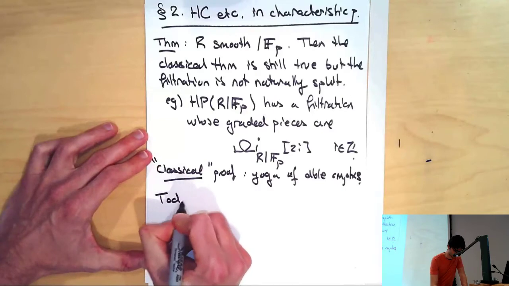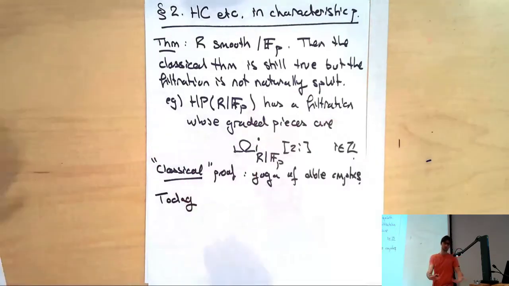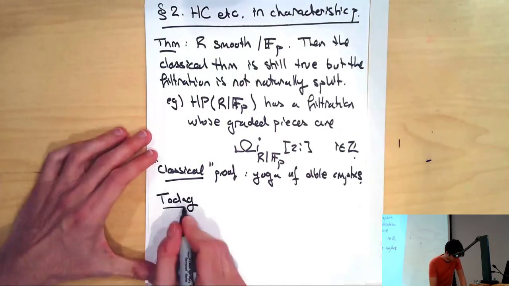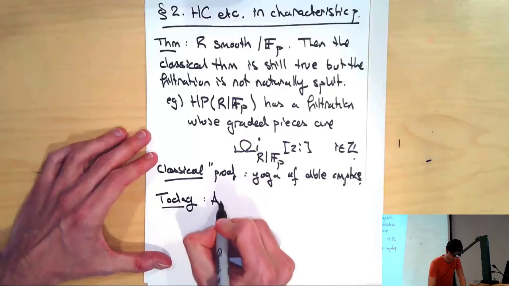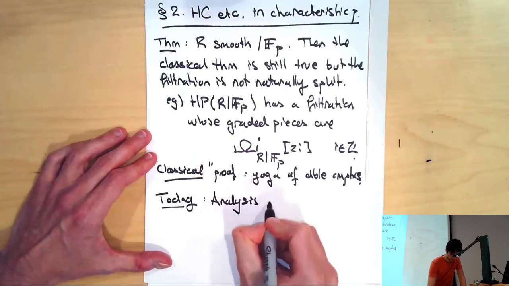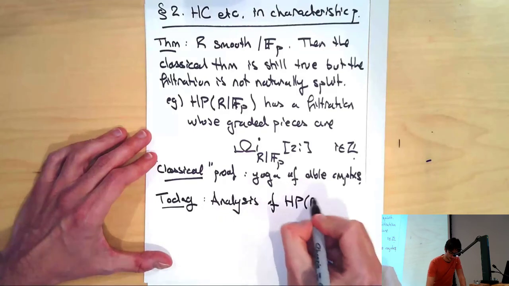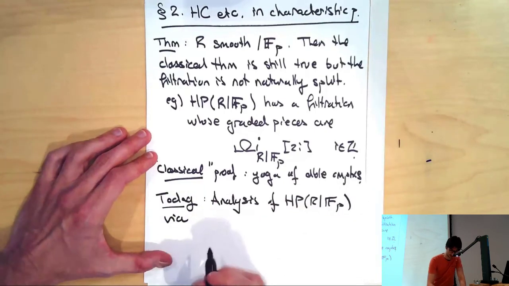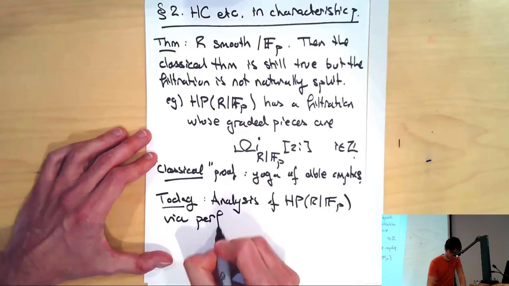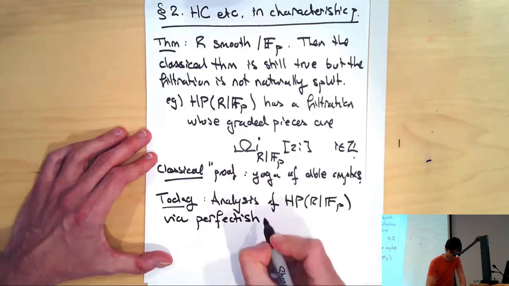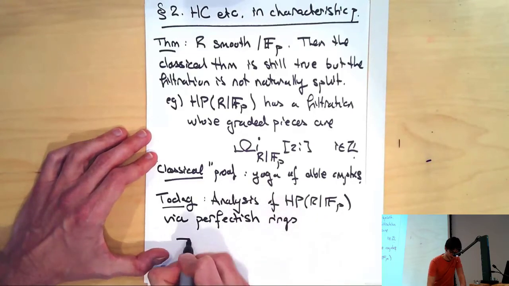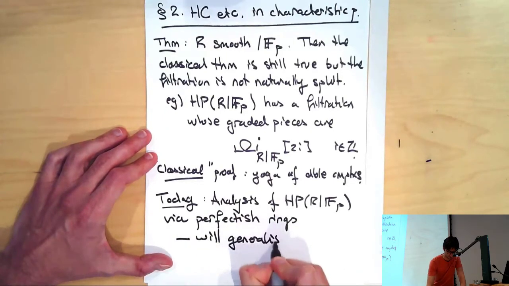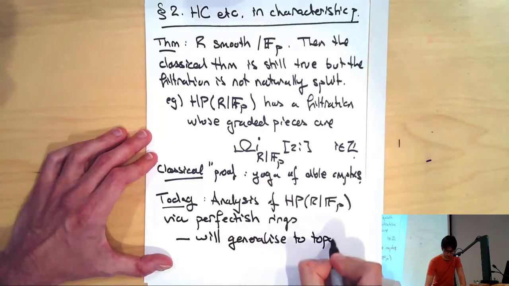Nevertheless, what I want to explain today is an alternative approach to analyzing periodic cyclic homology in this sort of setup, the advantage of which, so let me make one of these super imprecise statements, is the analysis of periodic cyclic homology via perfectoid-ish rings. Why do I bother doing this? The advantage is that this will generalize to the topological framework.